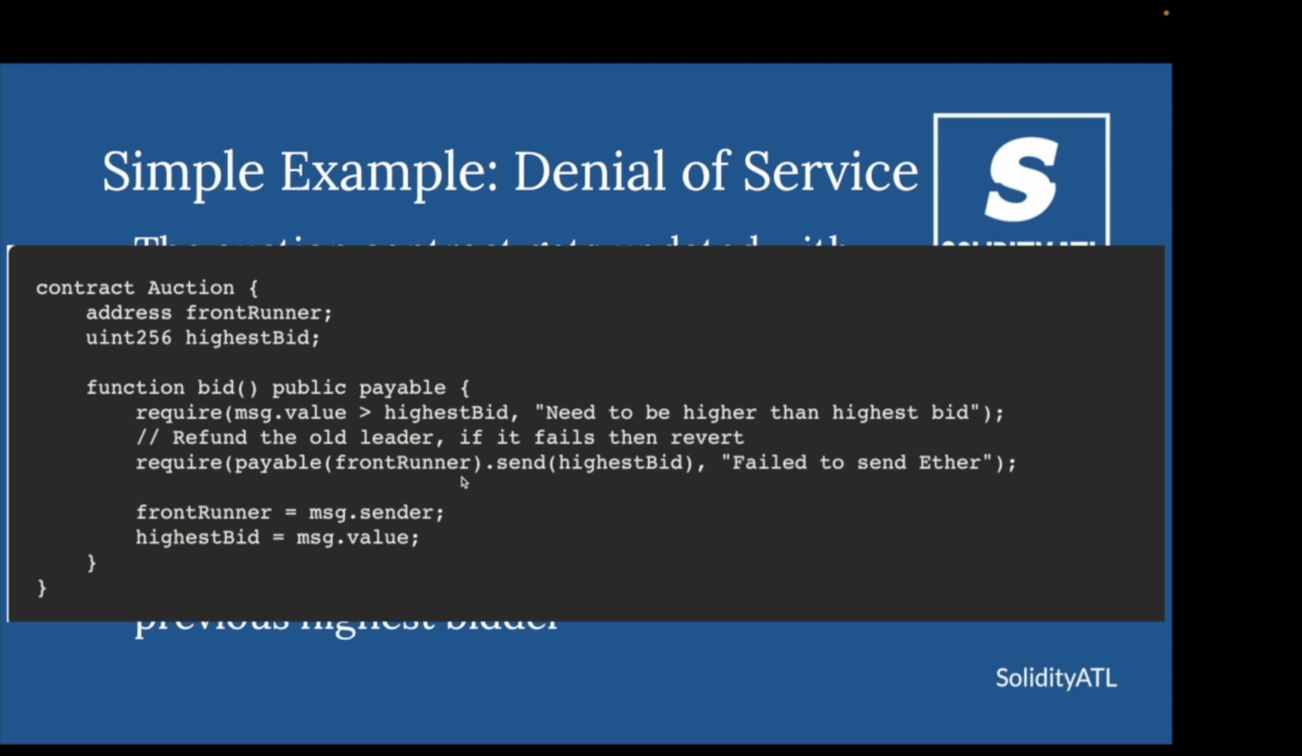Okay. So if you notice here, when the bid method is trying to refund the previous highest bidder, this transaction will revert if it fails to send that ether, meaning whoever tries to bid higher than the previous highest bidder won't be able to submit their bid if the previous highest bidder can't be refunded.